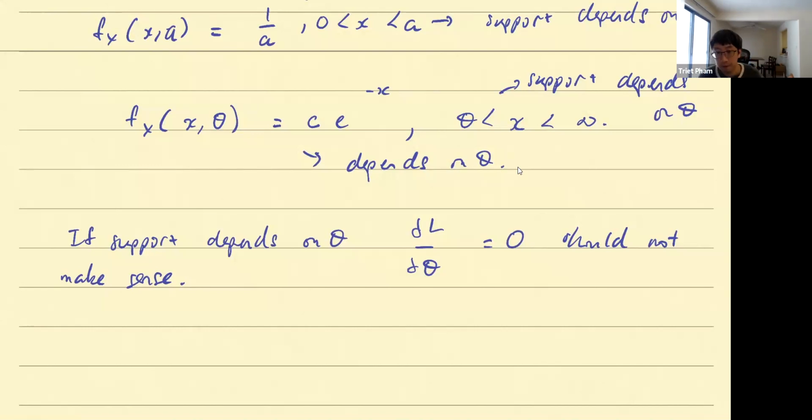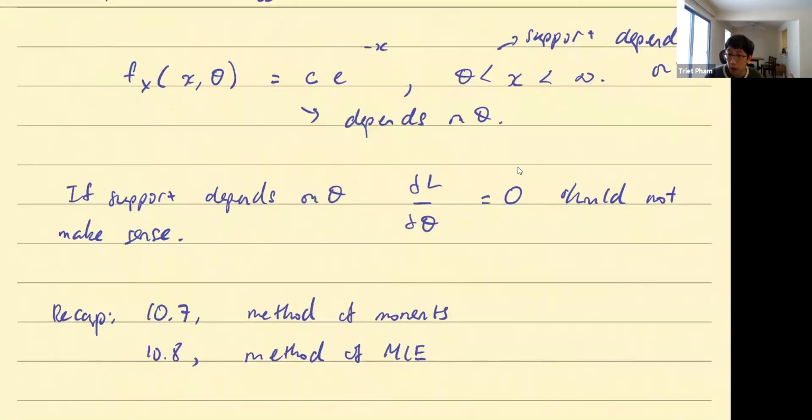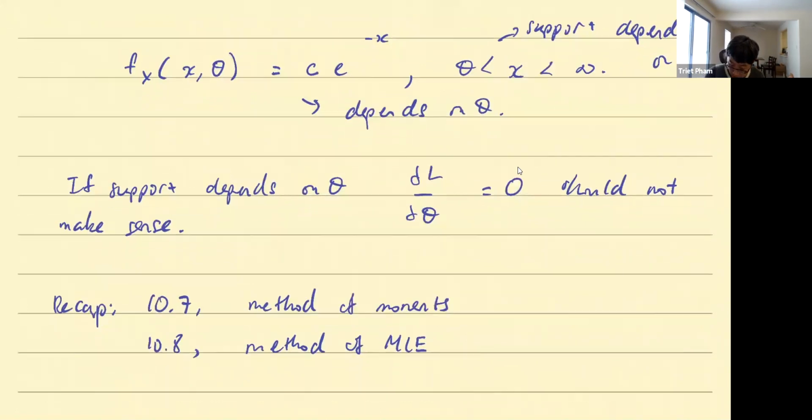Okay, so now I think we have introduced two methods to find estimators. To recap, sections 10.7 and 10.8 introduce you to two methods: method of moments and method of MLE. Are they different or the same? I hope you see that they're different methods. Sometimes they agree.